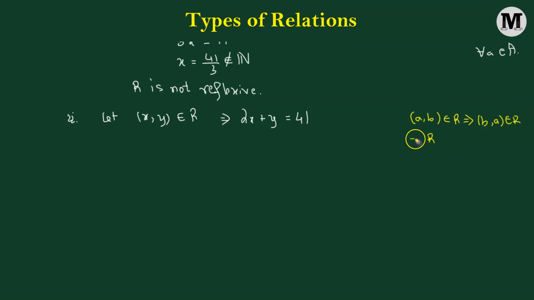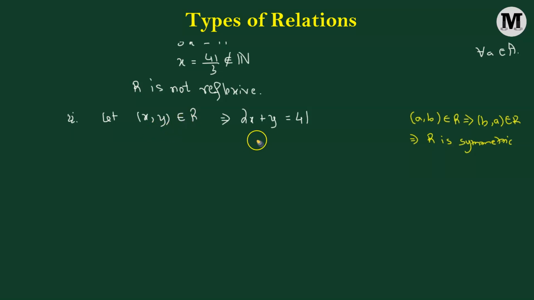Then only we can say that R is symmetric. Now in our case, we started out by considering an ordered pair x comma y belonging to the relation R, and we know that x and y are related by the equation 2x plus y equals 41.